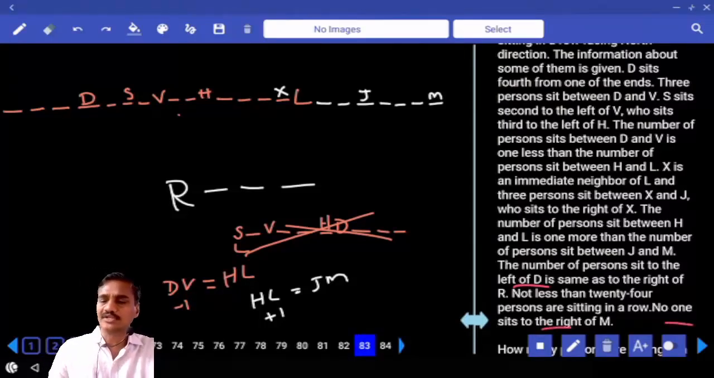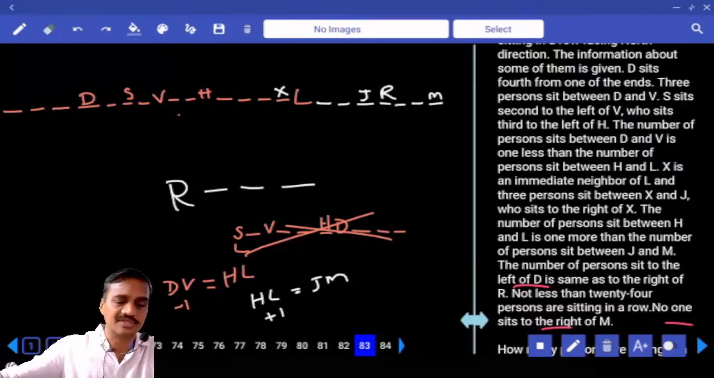No one sits to the right of M. No one is to the right of M means M must be at the corner. If M is at the corner and there are 3 persons to the right hand side, R must be at this place, J and R. And not less than 24 are in the row. Now tell me how many are there?